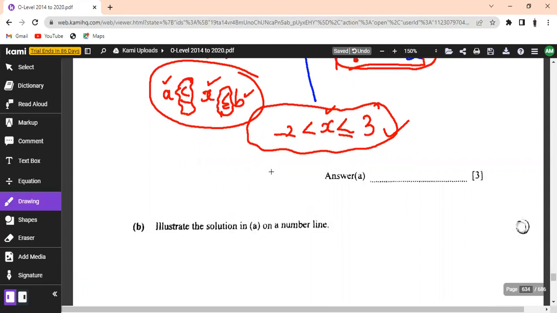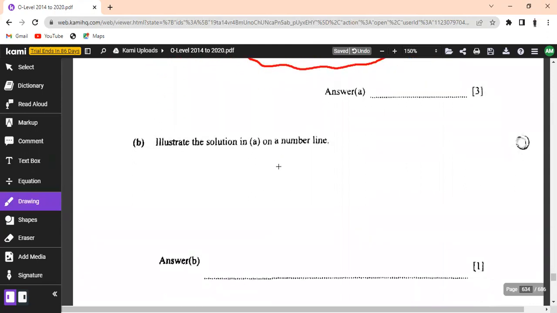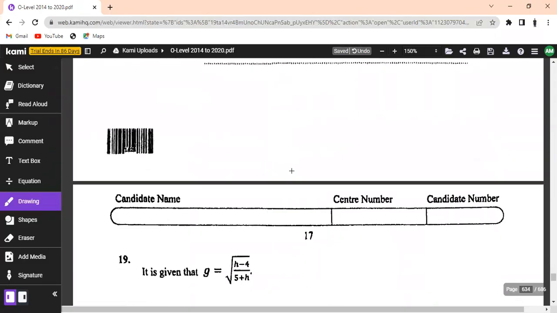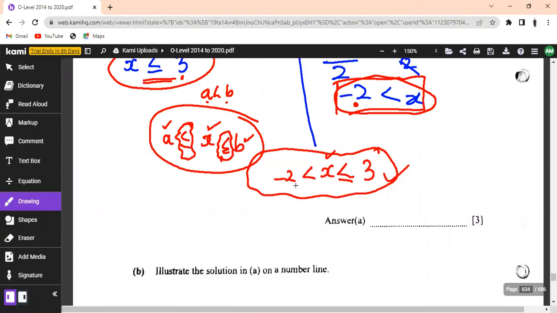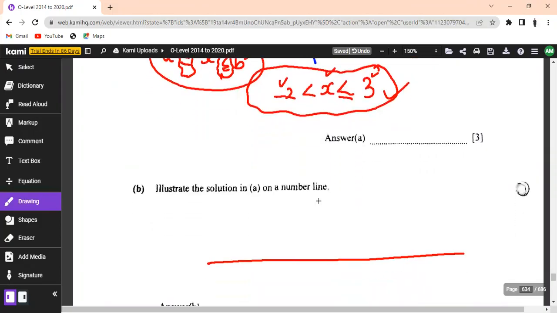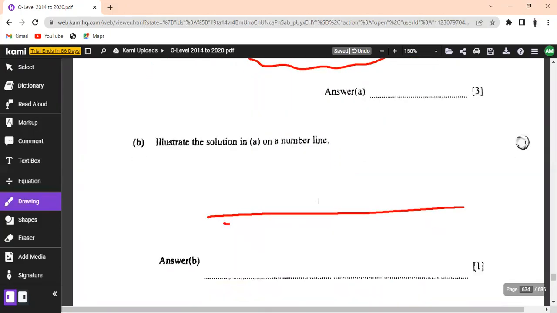Then you're asked on B to illustrate your solution. This is on a number line, and you're not given a sketch of a number line, so we're going to make our own sketch. As you can see, we are from minus 2 up to positive 3. So let's have our minus 2 here, minus 1, 0, 1, 2, 3.